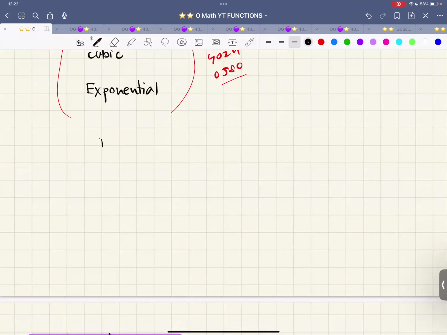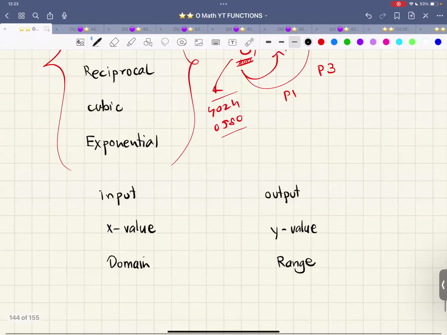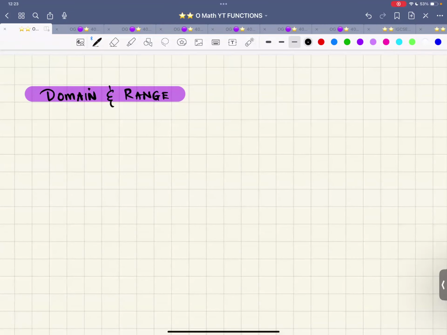The input value, the x value, gives us the output value, the y value. The input value, the x value, is known as domain, and the y value is known as range. For example, I can work over here. Let me write f(x) equals x plus 5. And let me write the domain of x lying between 0 and 4.